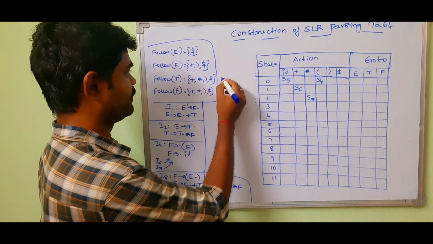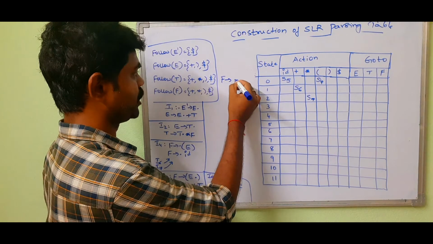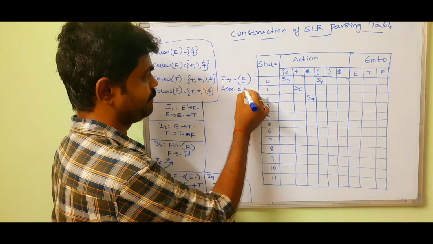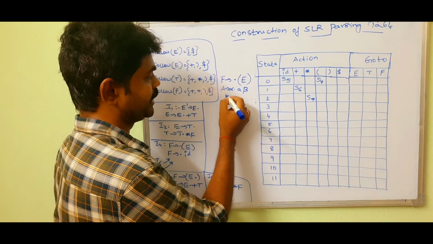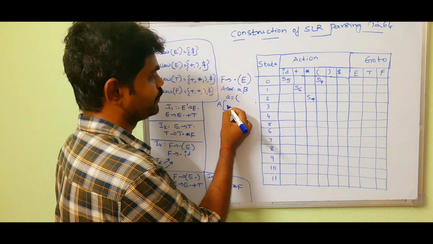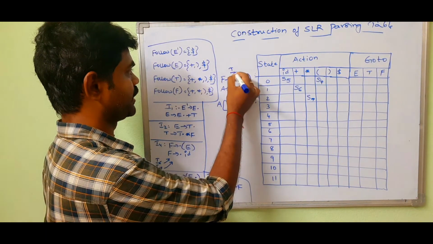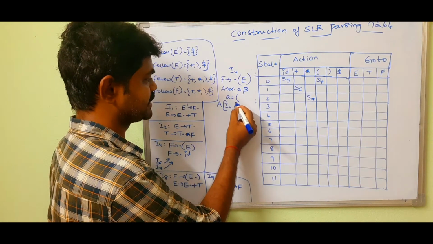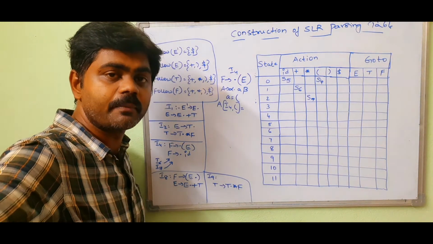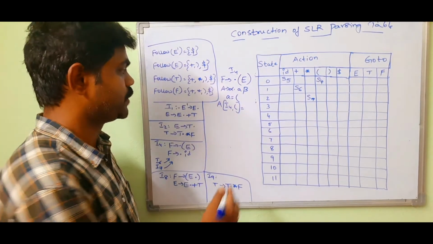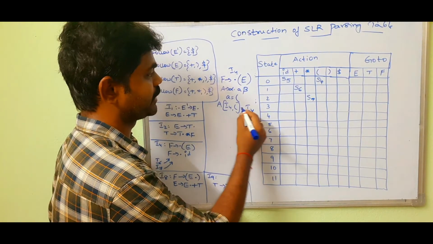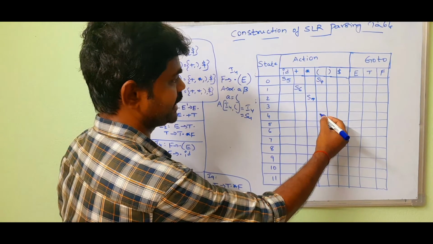In I4 we have F tends to dot open parenthesis E, so A tends to alpha dot A beta, so A equal to F, alpha equal to epsilon, small a equal to open parenthesis. So the action here, I am working for I4, right? I4 comma open parenthesis, where do we go? We go to S4. So for I4 comma open parenthesis, we should write S4.